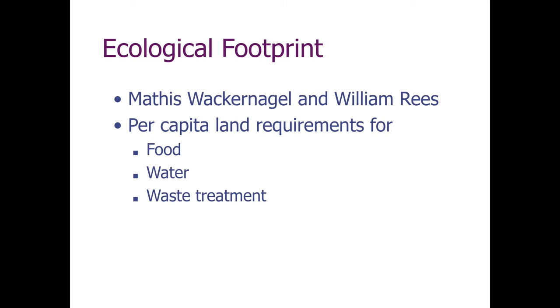Ecological footprint is an idea developed by researchers with my favorite names in science, Mathis Wackernagel and William Rees. Wackernagel and Rees realized that to support human life requires space. There are spatial aspects to our lifestyle that we can calculate out. So things like food, we know how many acres per person it takes to grow food, although those numbers are different depending on what you're eating.